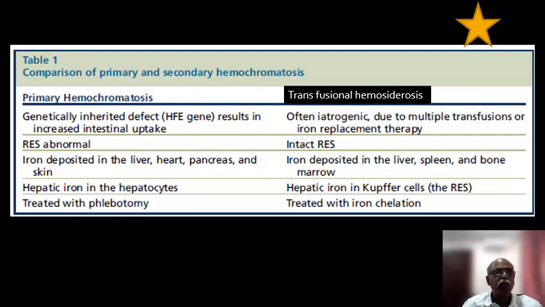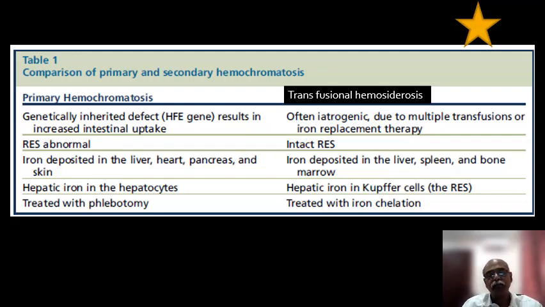Then, in primary hemochromatosis, iron is deposited in liver, heart, pancreas, and skin. In transfusional hemochromatosis, iron is deposited predominantly in liver, spleen, and bone marrow. So this point you have to remember, because when you're looking at liver iron with MR, you can also look at heart quantification of heart iron, and also pancreas. Also look at sella, look at bone marrow, skin.